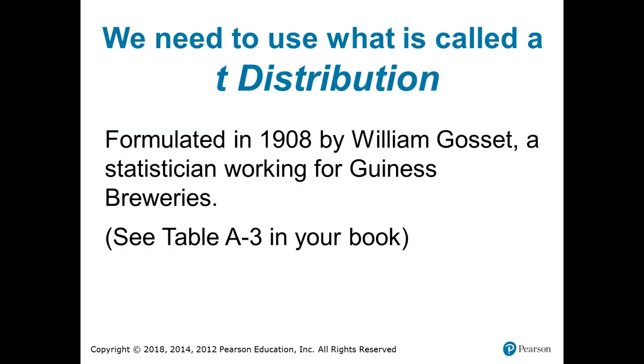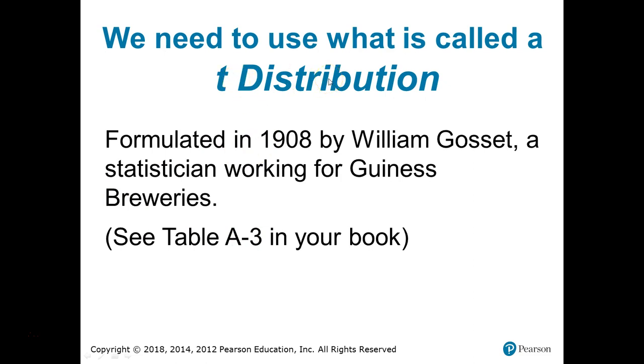Okay, so in order to do that, we are now doing what is called a t-distribution. Up until this point, we've done z distributions, but now we're doing a t-distribution. This was formulated in 1908 by William Gossett, a statistician who worked for Guinness Breweries, also known as the Guinness Book of World Records company. And we are using table A3 in your book. Remember, the z distribution was A2. Now we are doing table A3 for t distributions.